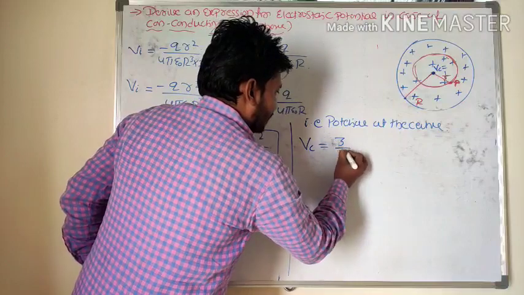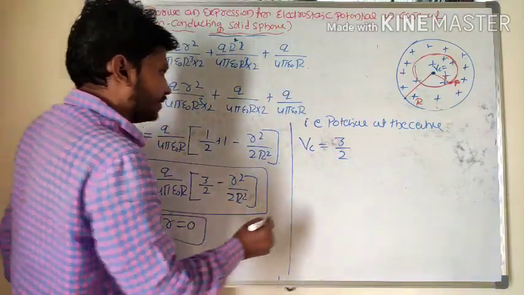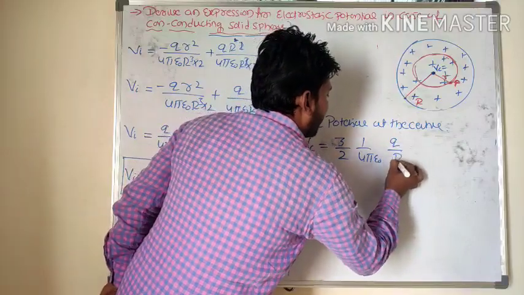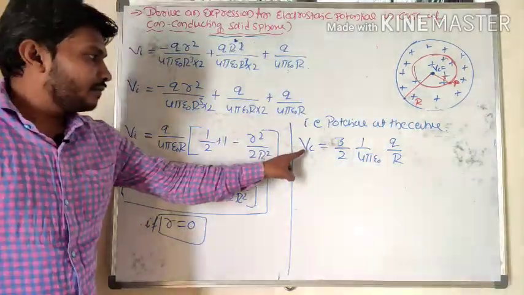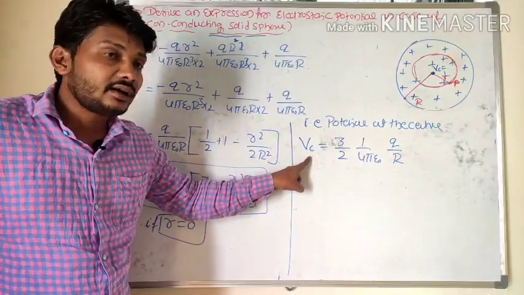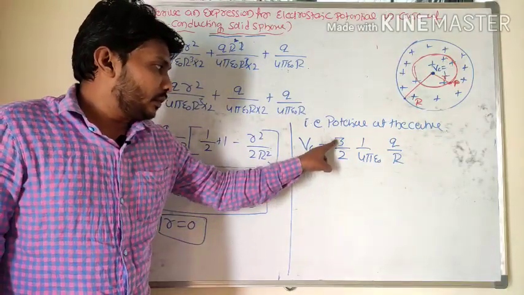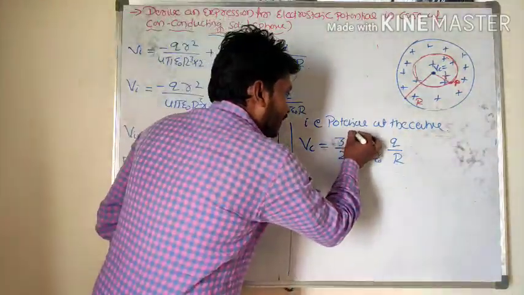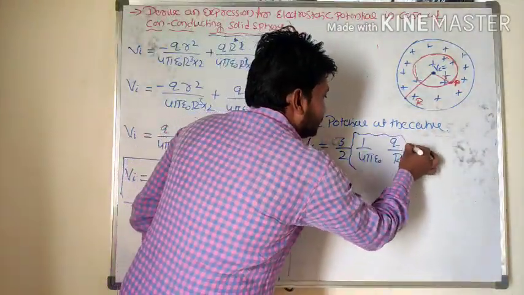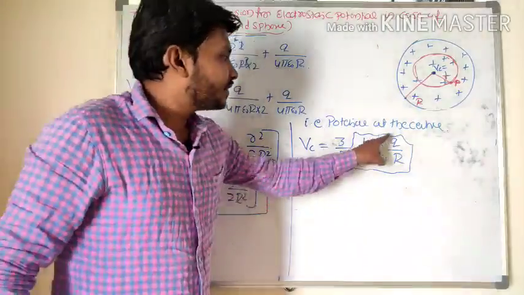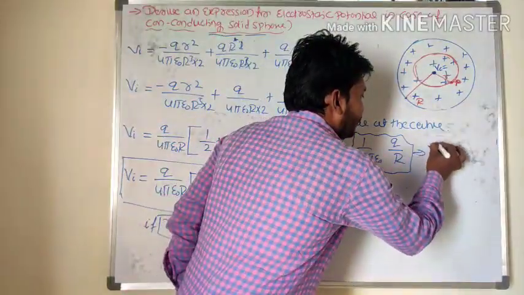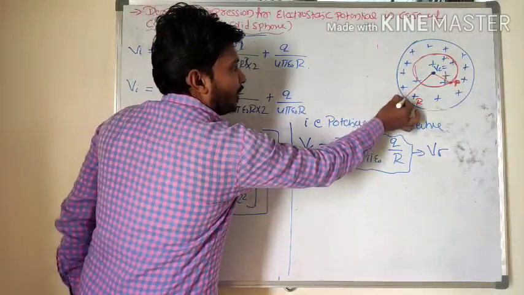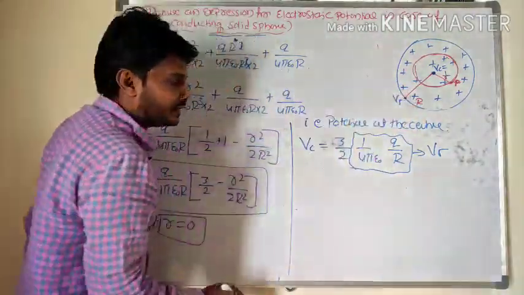So shall I rearrange here? 3 by 2 into 1 by 4 pi epsilon naught q by r. Listen here, what will be the equation for potential at the center of the sphere? V of c is equal to 3 by 2, 1 by 4 pi epsilon naught q by r. Shall I write this as the potential on the surface of the sphere, V of s? Why? Because 1 by 4 pi epsilon naught q by r means potential at the surface.